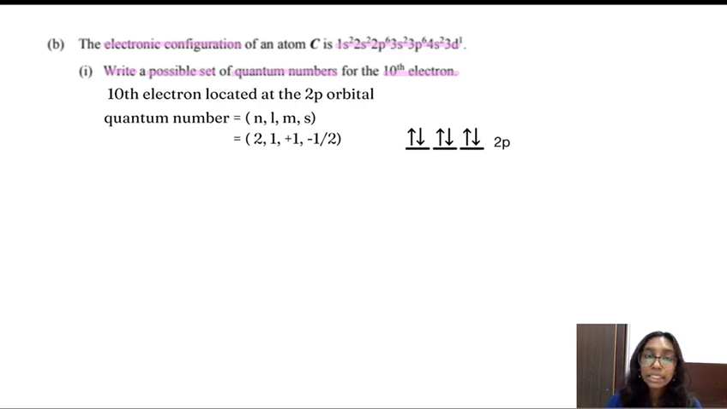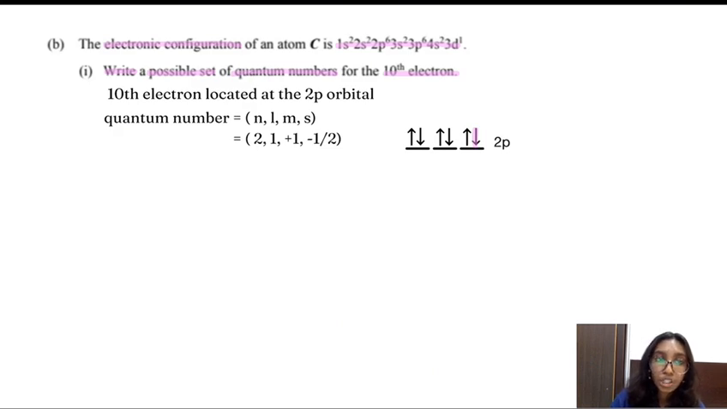And then since the l is equal to 1, that means your m, which is the magnetic quantum number, you have three options, which is negative 1, 0, or positive 1. But now, since it is the 10th electron, that means the m is equal to positive 1. Now, for s, the electron spin is pointing down for the 10th electron. So it is negative 1 over 2.